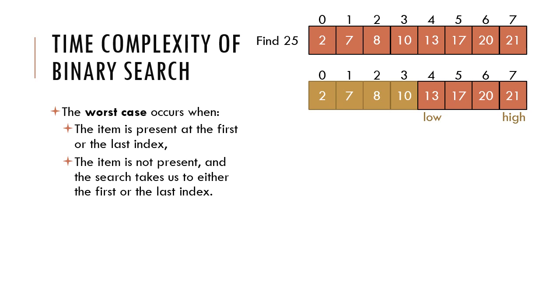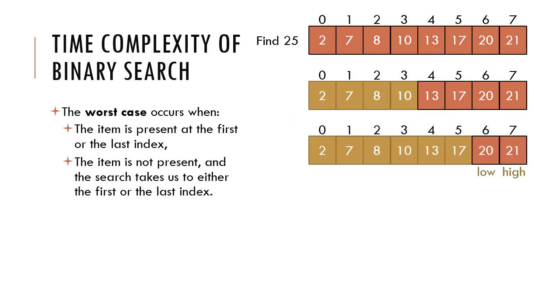Low is less than or equal to high. I calculate mid, which comes out to be 5. I compare the mid value with the item. 25 is greater than 17. So I shift my focus to the right of 17 and this happens. Low is mid plus 1. Now low is 6, high is 7.